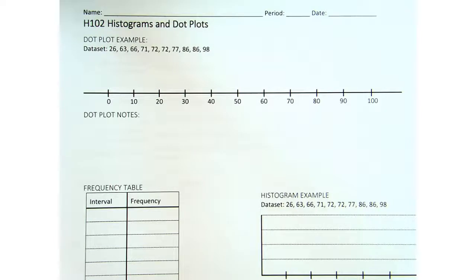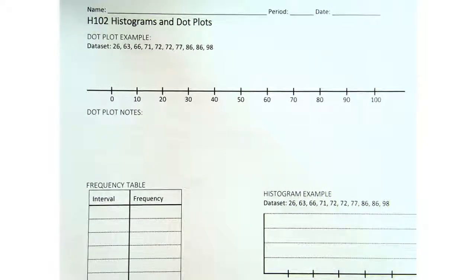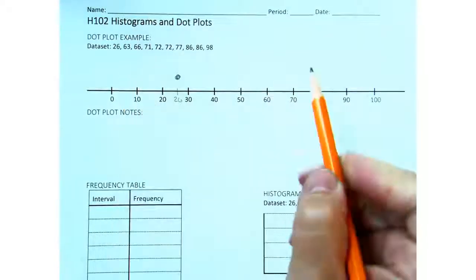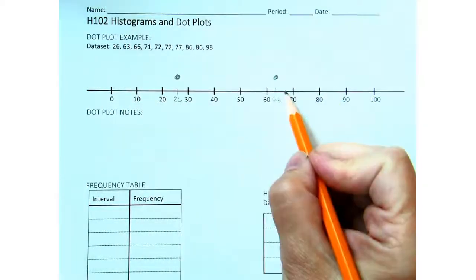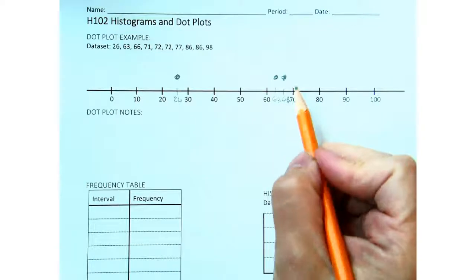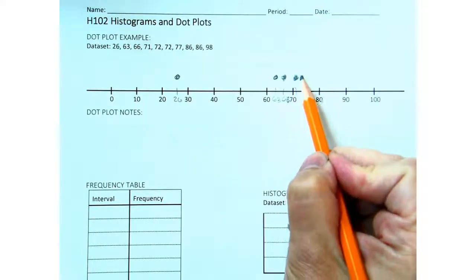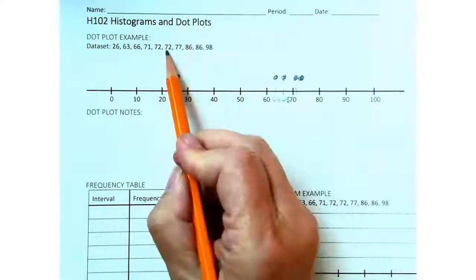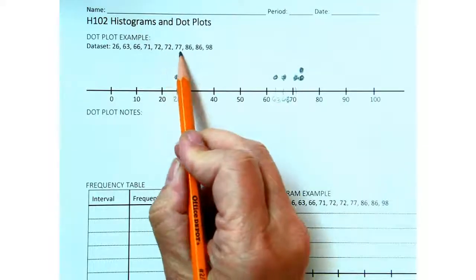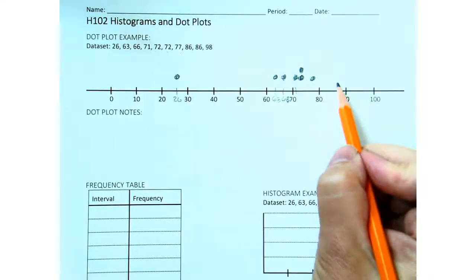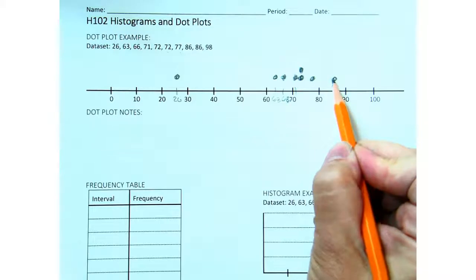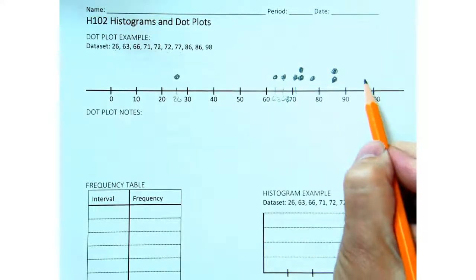In this example, we'll start with number 26. Draw a dot at 26. Draw a dot at 63. Draw one at 66. Another at 71. Stack two dots above one another at 72. Draw a dot at 77. Stack two dots above each other at 86. And one last dot at 98.